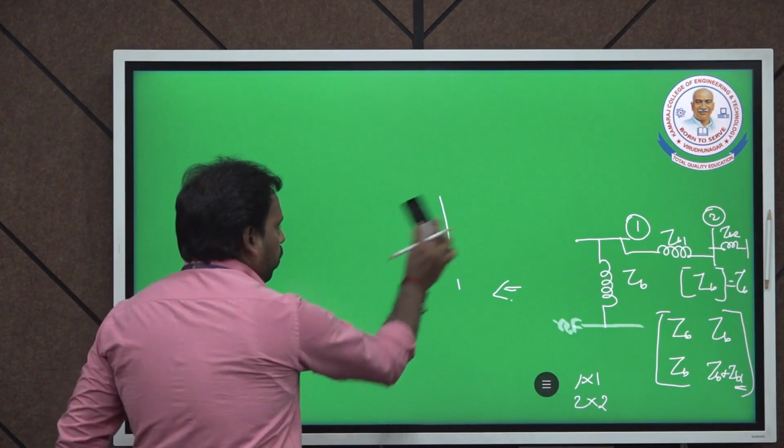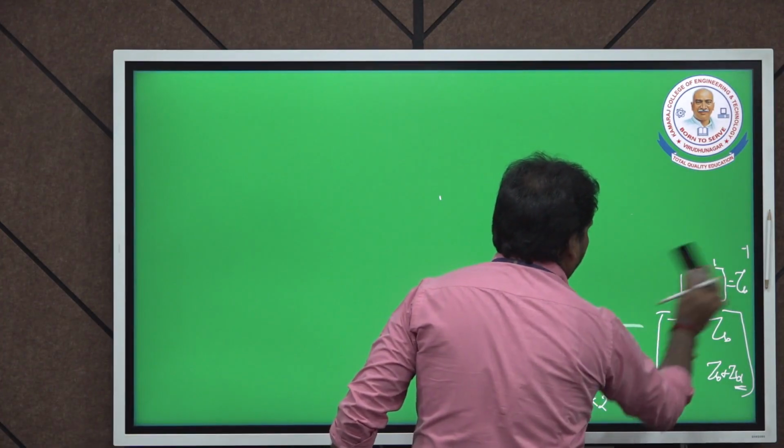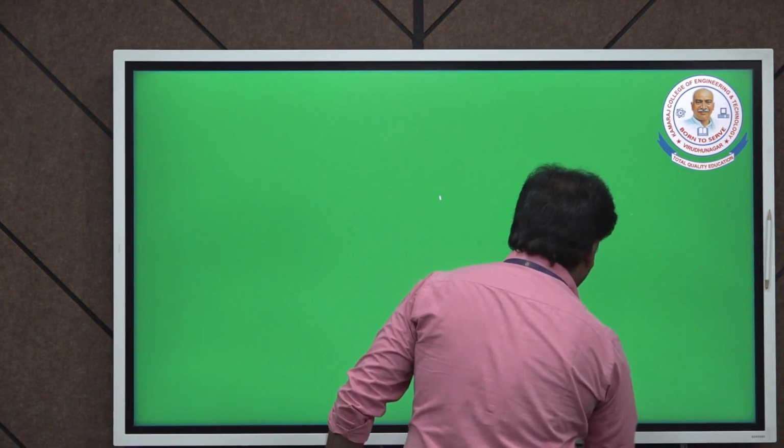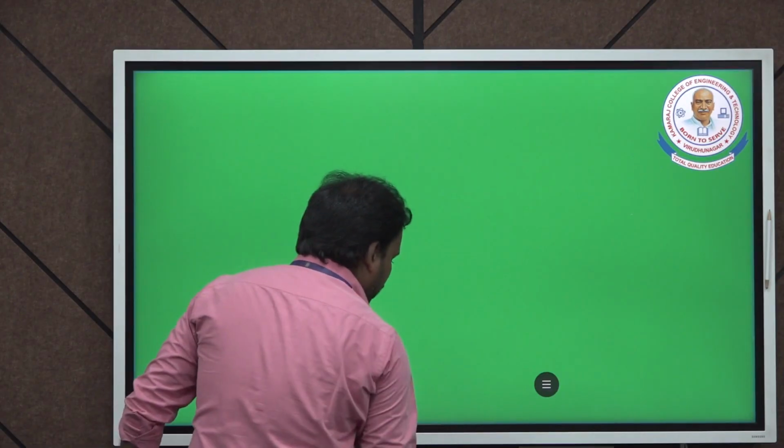It will increase only the dimension. After that we are going to repeat the row and column. Then we write the Zbus matrix.